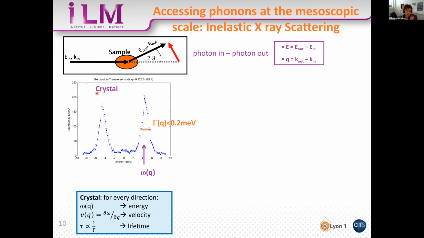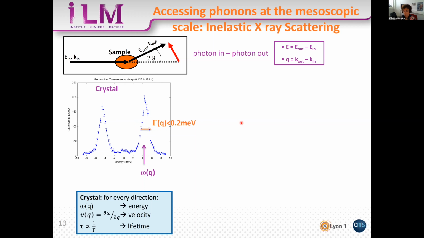Here you see a typical spectrum where we look at the scattered intensity as a function of the exchanged energy at a certain value of Q in a germanium single crystal. You see two peaks. This is actually the same phonon, once annihilated and once created. The energy position will give the dispersion law from which we can get the velocity, and the broadening will be inversely proportional to the lifetime.